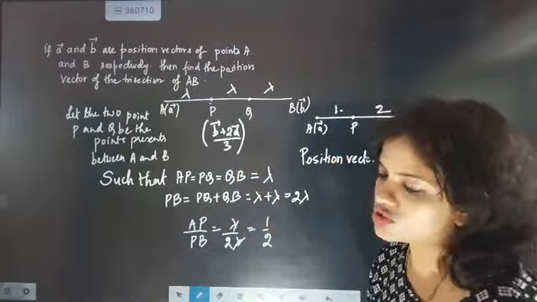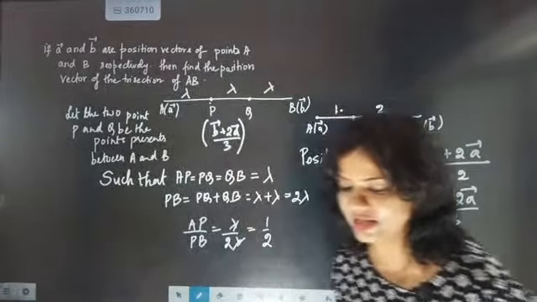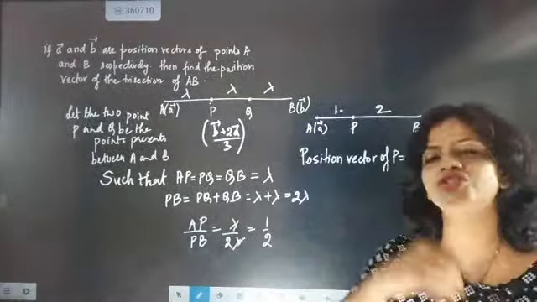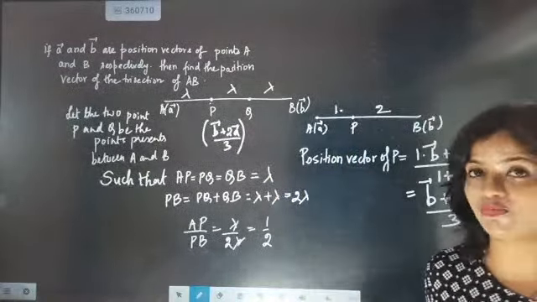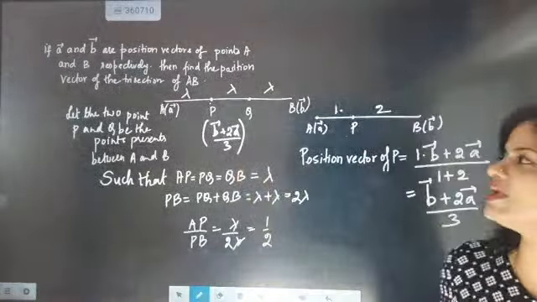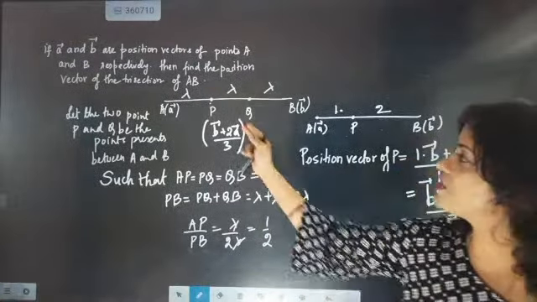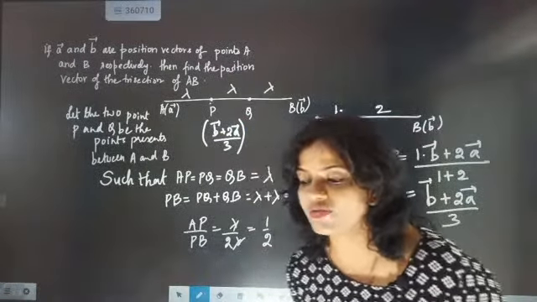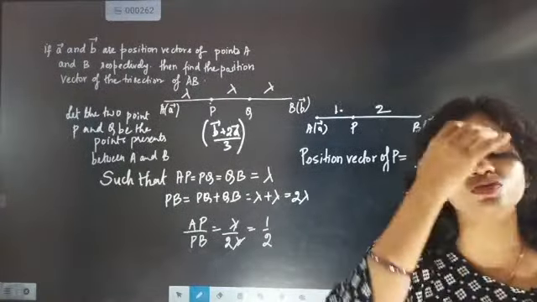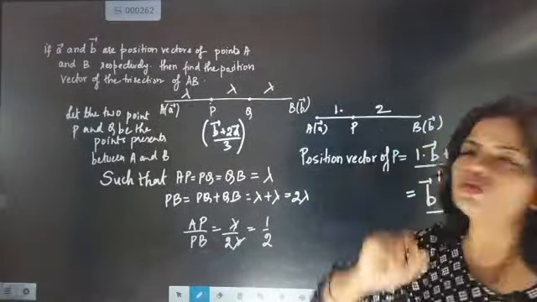Now we have to find position vector of Q, because they are telling that you have to find trisection. For getting the position vector of trisection, we got the position vector of P, and position vector of P is coming as this much. Now what is the ratio between PQ and QB? Come on, quickly tell me, because after that again you see there are two ways to solve this question. Now you can do one more thing.